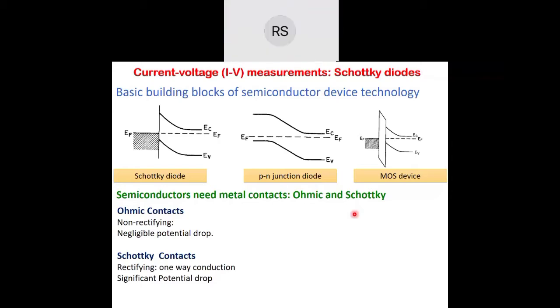Okay, so then we'll have a discussion. Current voltage measurements on Schottky diodes. I just come to this part.